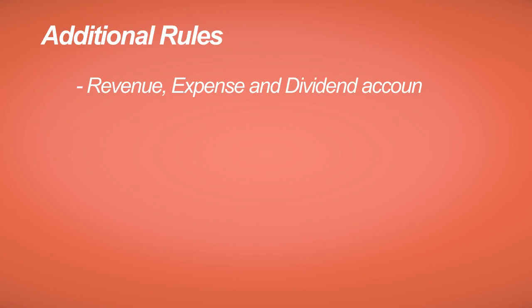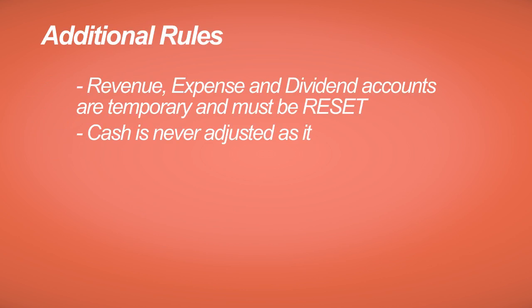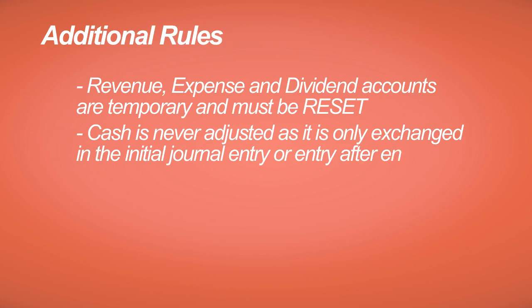Key rules when adjusting journal entries is that temporary accounts must be reset by the end of the period, and cash is never adjusted because it is only exchanged in initial and ending journal entries.